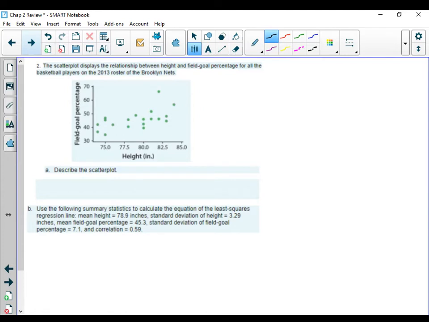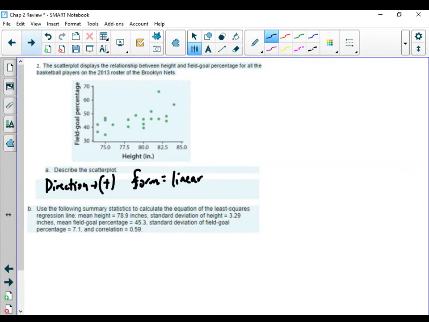The next one started talking about what we spent most of our time on. The scatter plot there looked at the heights of different players for the Brooklyn Nets and their field goal percentage. And they asked us to describe it. So remember, when we describe it, there's 4 different ways we're going to describe it. We're going to describe it by the direction, which looks like this one's going to be, and it's not really sharp as far as the increase, but it looks like it's going to be a positive. We're going to describe it by the form, and on this one it looks pretty linear.